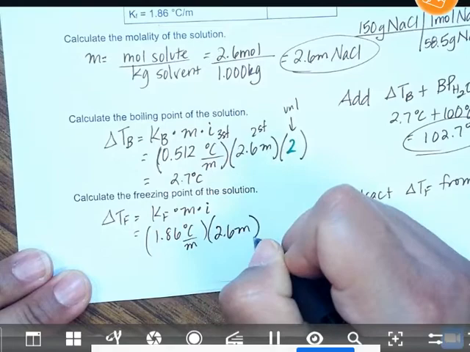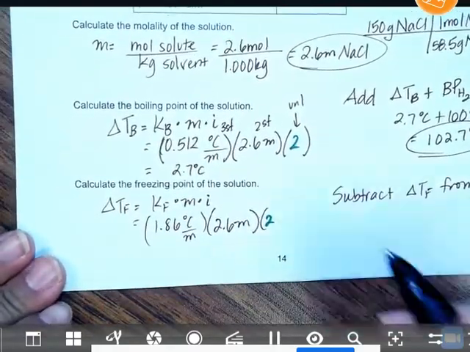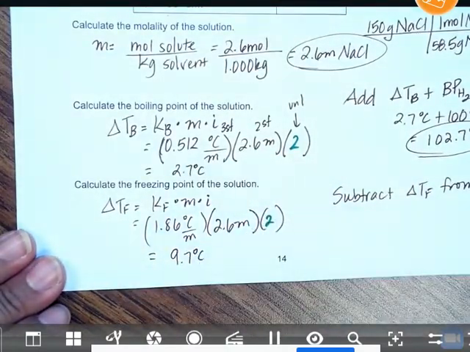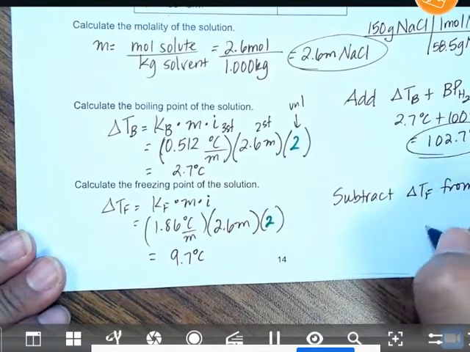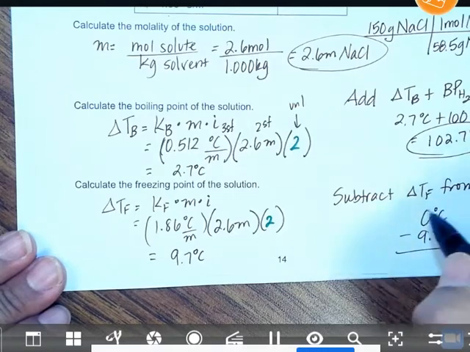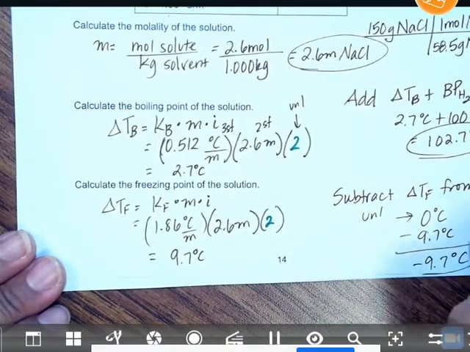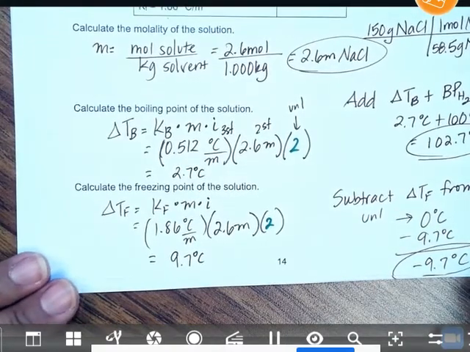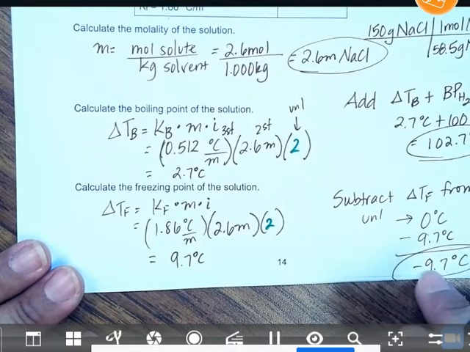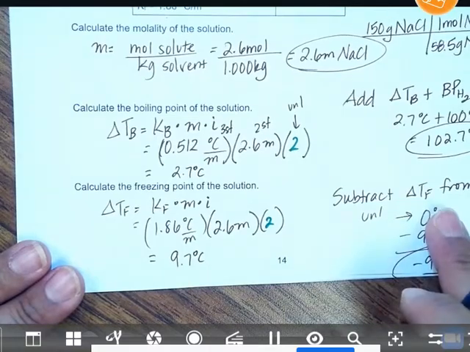Molality is 2.6 moles. I value of 2. So when I put that in my calculator, I get 9.7 degrees Celsius. So I'm going to take the freezing point of water, 0 degrees Celsius minus 9.7 degrees Celsius. This is unlimited sig figs, so it's negative 9.7 degrees Celsius. So if I add 150 grams of salt to a kilogram of water, it's going to lower the temperature to negative 9.7 degrees Celsius, much colder than 0 degrees Celsius.